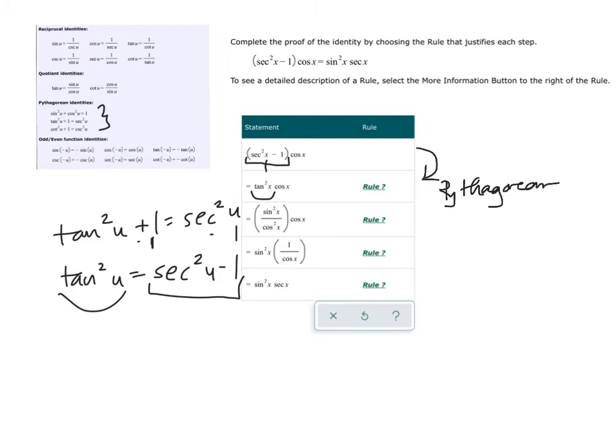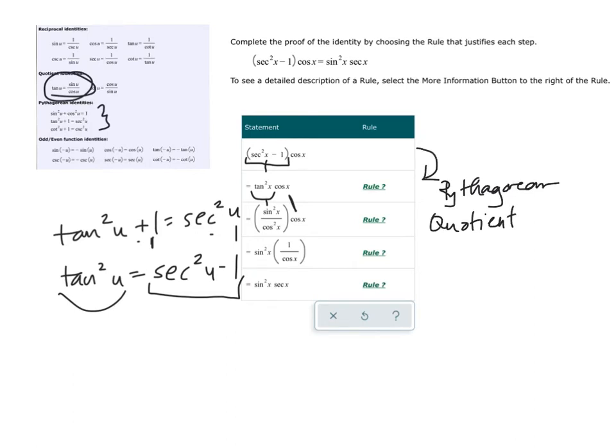And then from here to here, again, cosine stayed the same, but tangent became sine over cosine. That looks like we used the quotient rule. So that's what they did here. They used the quotient rule.